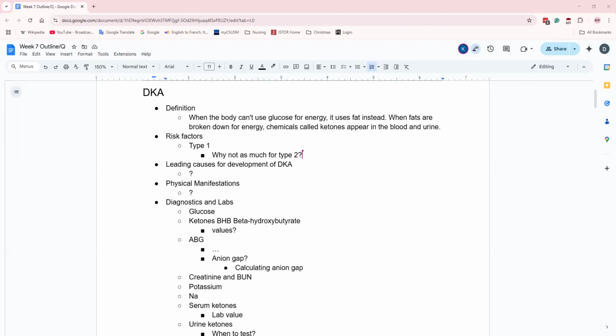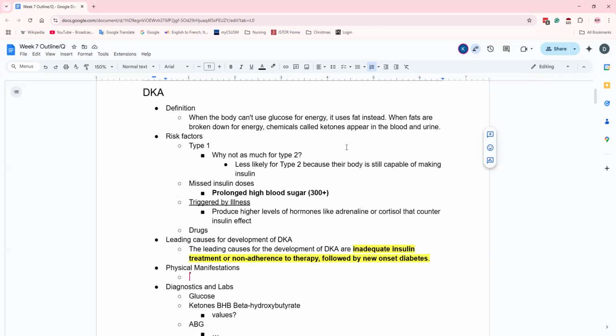But yeah, what are some manifestations you could see with this? Just physical for right now. And we'll go over diagnostics and labs in the next section.